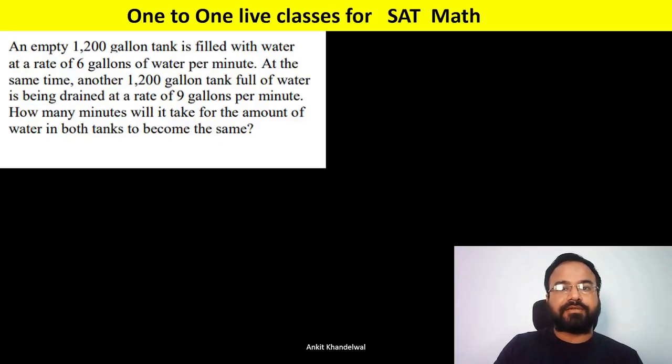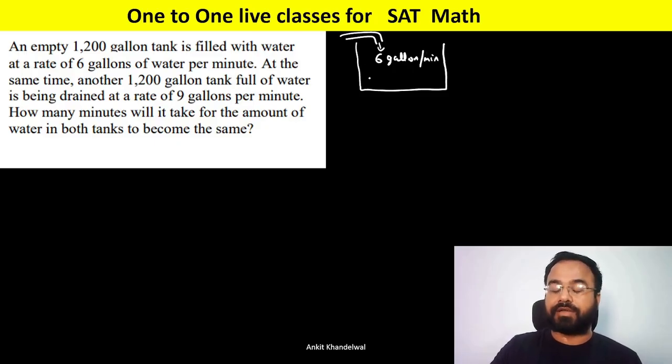This question says an empty 1200 gallon tank is filled with water at a rate of 6 gallons of water per minute. At the same time, another 1200 gallon tank full of water is being drained at the rate of 9 gallons per minute. How many minutes will it take for the amount of water in both tanks to become the same? So there are two tanks. This tank is empty, in which we are putting water at 6 gallons per minute. The capacity is 1200 gallons.